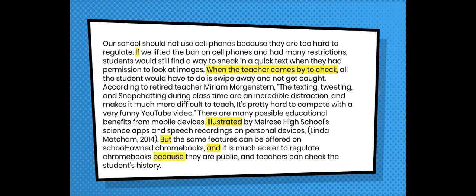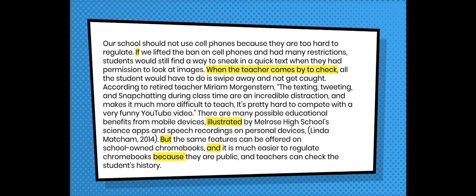Down at the bottom, closer to the bottom, you see "illustrated." That means that they are providing an example. The contrasting word "but" is used at the beginning of that first sentence to show the reader that you were saying one thing, but now you're going to switch gears into a different idea.